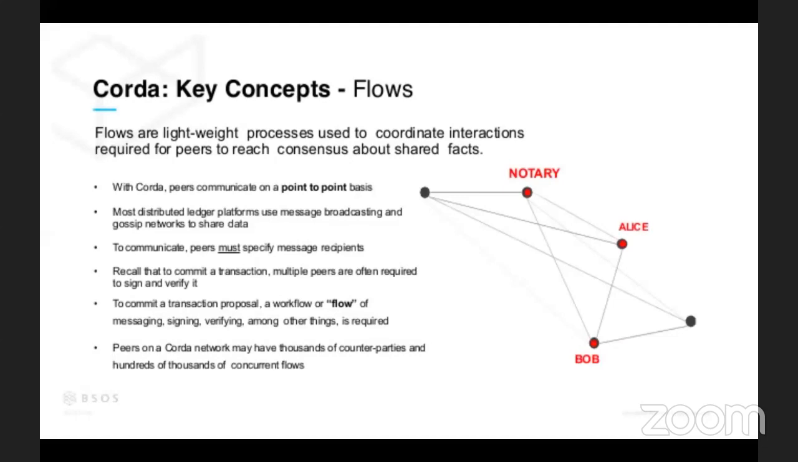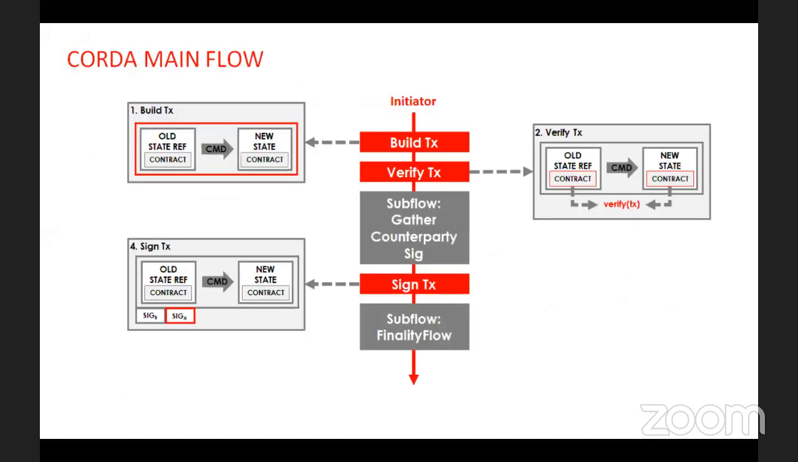We have seen the flow concept in detail. We have to understand it is point-to-point communication using AMQP-based routing. In a flow, we do messaging, signing and verifying. In the main Corda flow, we have seen how we build it, verify it, how we initiate subflows, gather counterparty signatures, and then what happens to the old state. How do you include state references? How do you invoke commands?